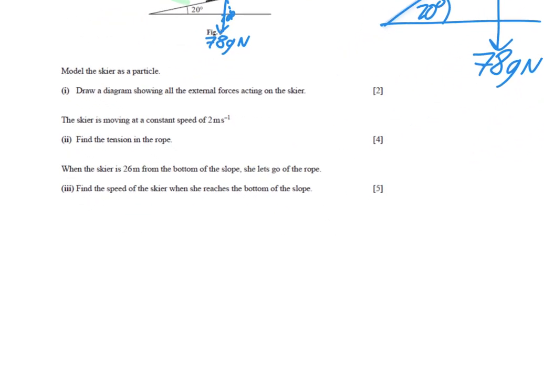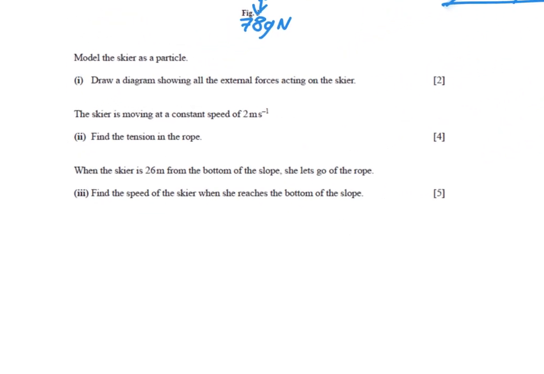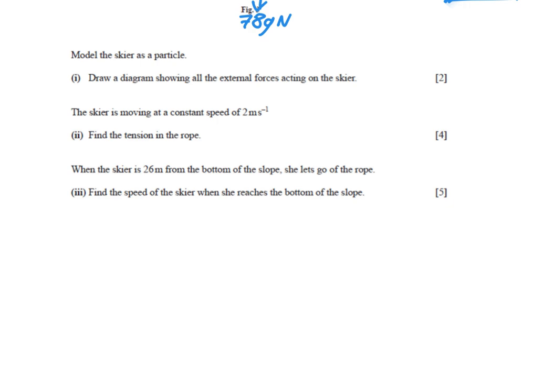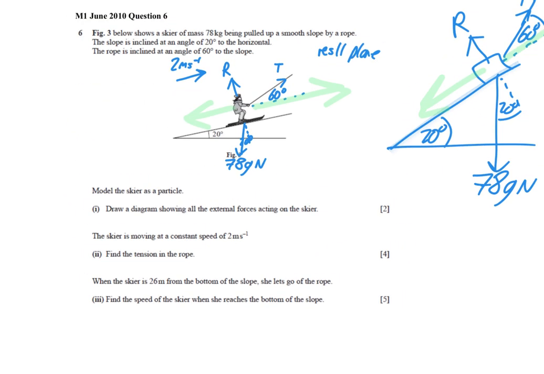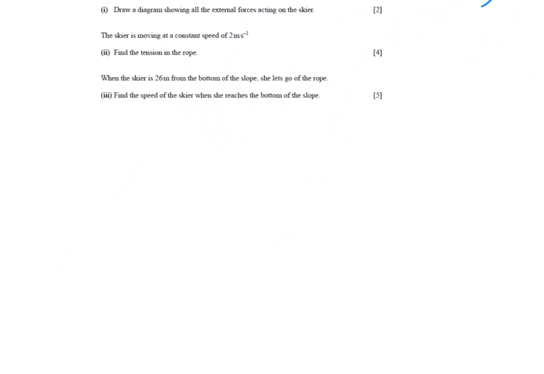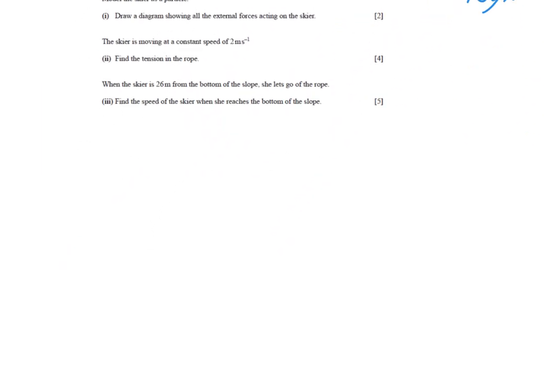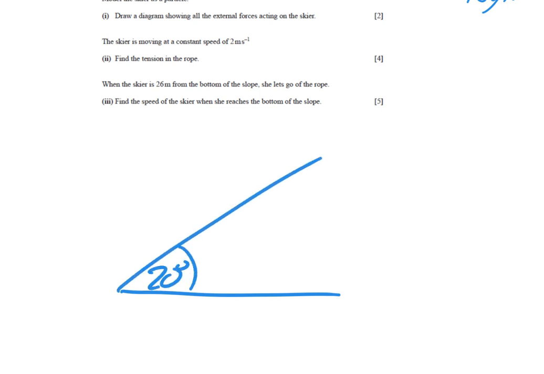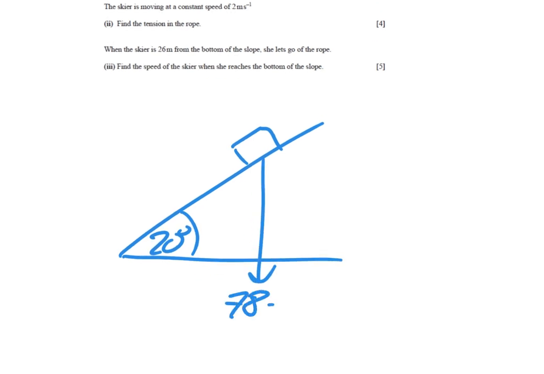Okay, next one, it says, when the skier is 26 meters from the bottom of the slope, she lets go of the rope. Find the speed of the skier when she reaches the bottom of the slope. Okay, right. Let's do a new diagram. So the mass of this skier hasn't changed. She's still on this 20 degree slope. Her mass is still 78, so that's 78g newtons is her weight. That's still 20 degrees. She still has a normal reaction, and there is no tension. So she's not holding on to the rope, so there is no tension, so we can forget about it.